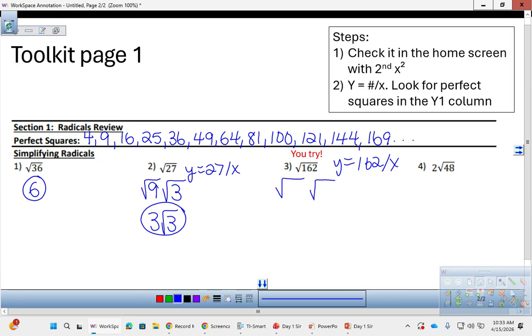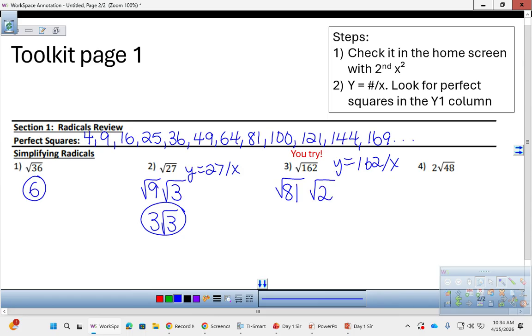3 and 18. Oh, 9 square root 18? No, it's 9 and then I think there's a bigger one than 9. 81. 81 goes into 162. And next to the 81 is a 2.